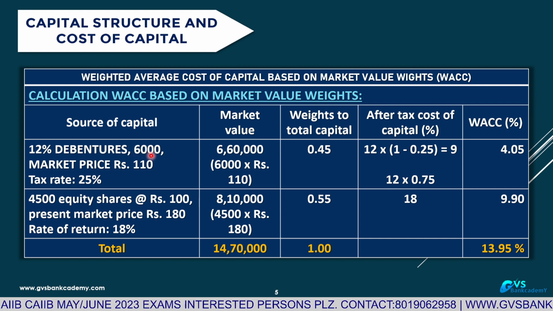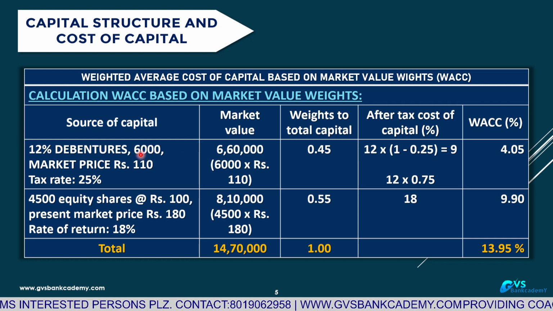How many debentures are there? 6,000. Face value is 1,000. Present market price is 110 rupees. So 6,000 into 110 is the market value. That is the total market value of debentures, 6,60,000. Face value, that is book value, is 6 lakhs.